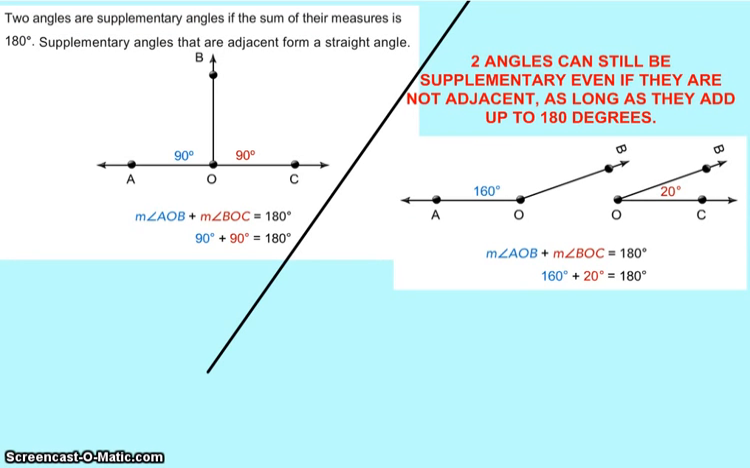Two angles are supplementary if their sum is 180 degrees. Like the picture on the left, two 90-degree angles form a straight line. They form supplementary angles. On the right, again, same type of note. Two angles can still be supplementary even if they are not adjacent, as long as they add up to be 180 degrees.